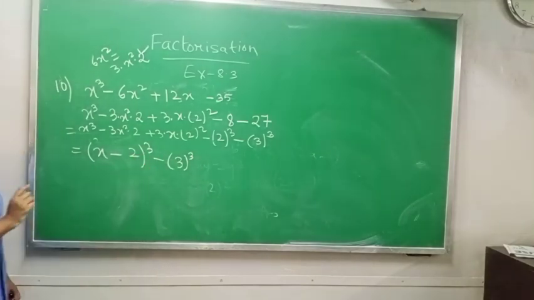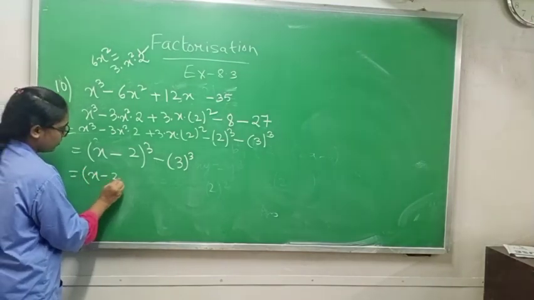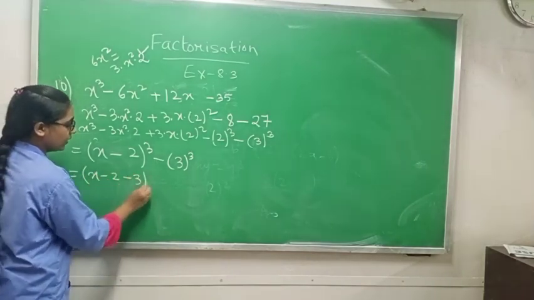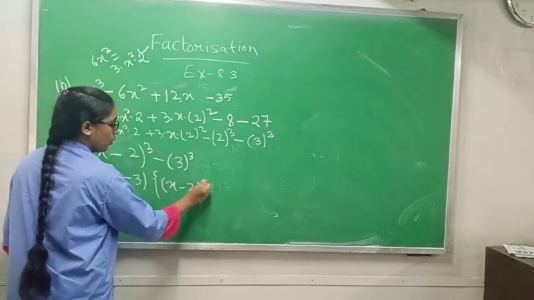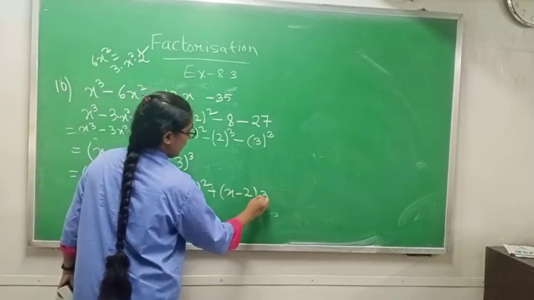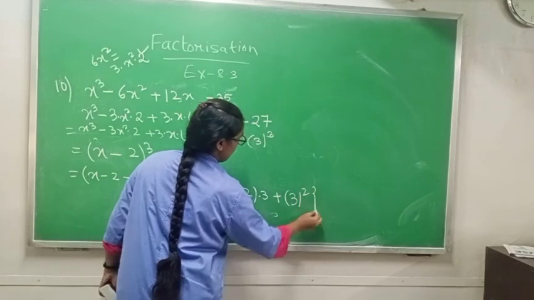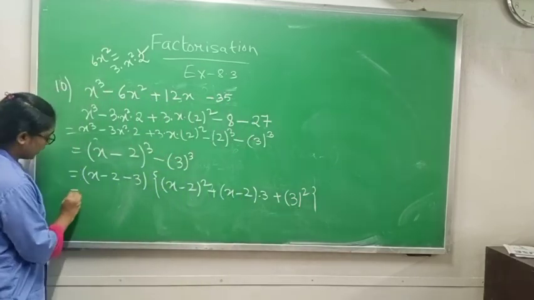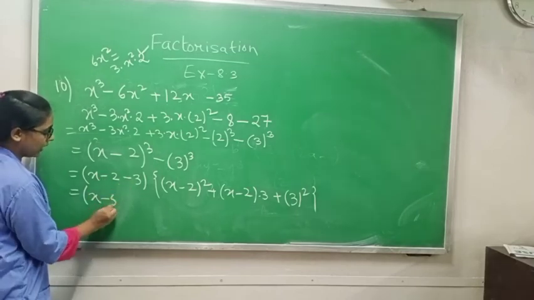Now you can see the formula is a cube minus b cube. The formula of x cube minus y cube, or a cube minus b cube, is (x minus y) times (x square plus xy plus y square). We can add minus minus plus, minus 5 will come.